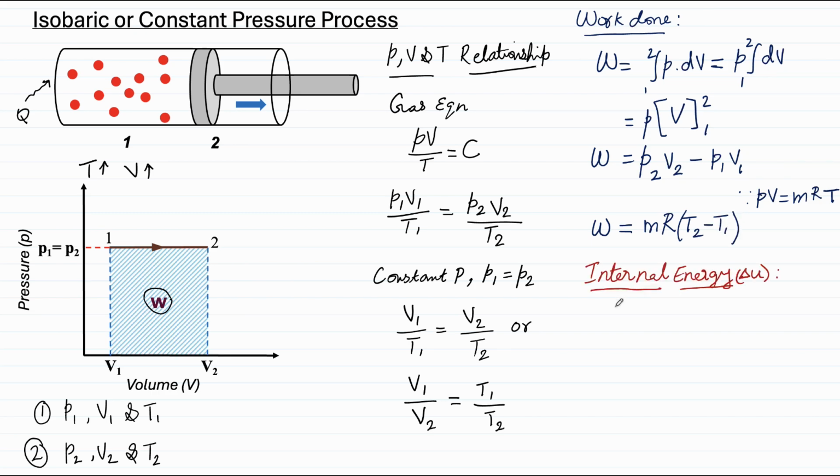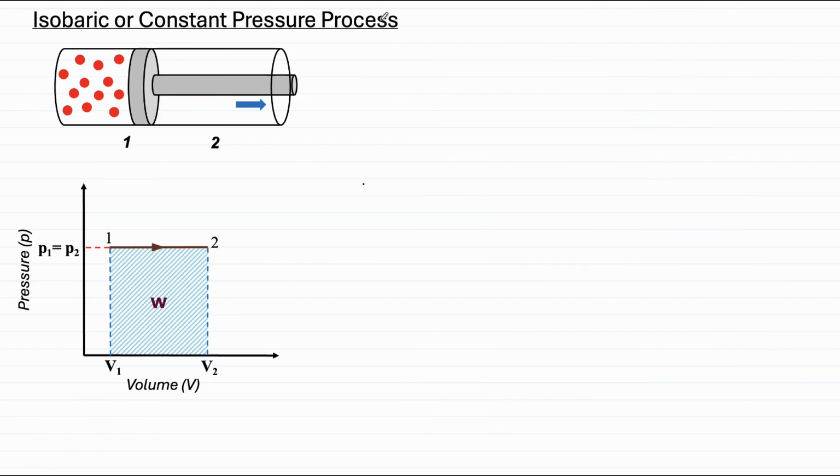The change in internal energy can be given as del U is equal to mass times the specific heat at constant volume times dT, or this can be rewritten as m cv integral of dT. Finally the internal energy can be simplified as del U is equal to m cv times the change in temperature, that is T2 minus T1.